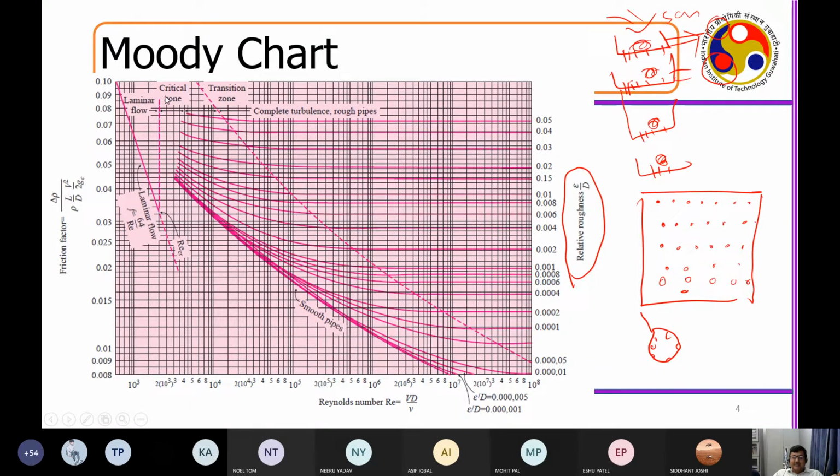So there is a laminar zone, there is a critical zone, there is a transition zone, and there is a turbulent zone. And in the turbulent flow at high speed, I have the least friction. Now, at high speed, if the surface is rough, I will have more turbulence, more losses. There, the friction will increase. If the surface is rough, then the friction will increase. So these are the wisdoms that one can obtain from a Moody's chart, right?